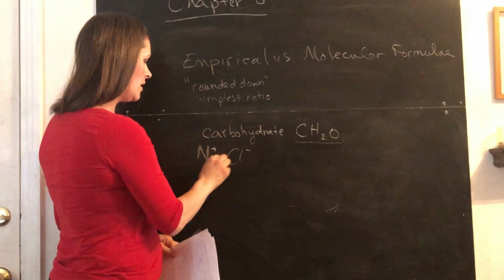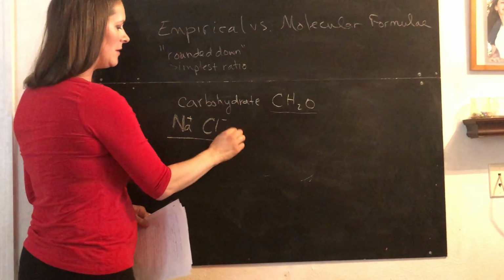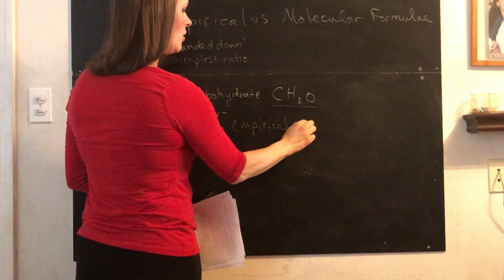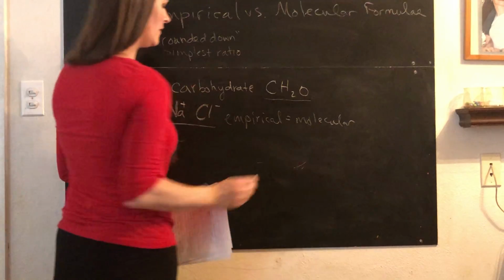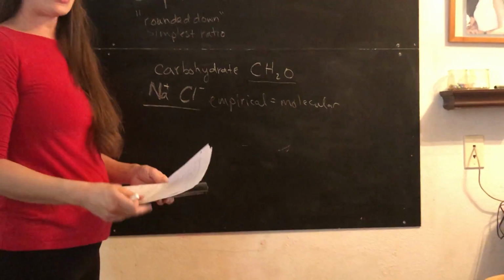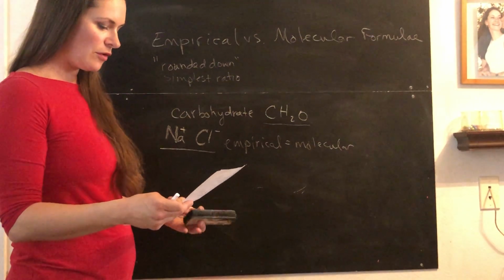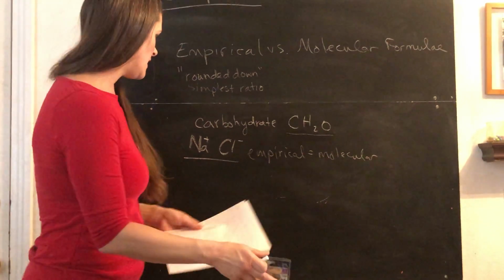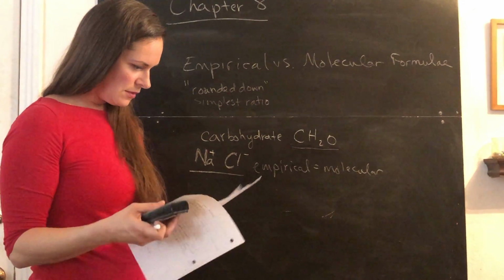So, ionic compounds, their empirical formulas are always equal to their molecular formulas. Okay, so anytime you have an ionic compound of a metal and a nonmetal, their empirical formula is going to be equal to their molecular formula. Now, how do you, hold on, let me go through.